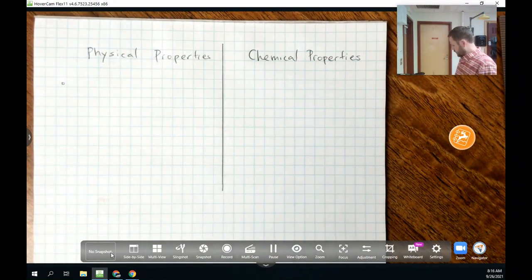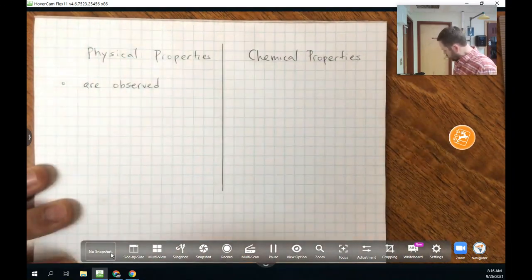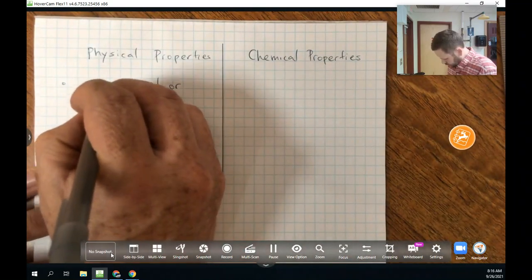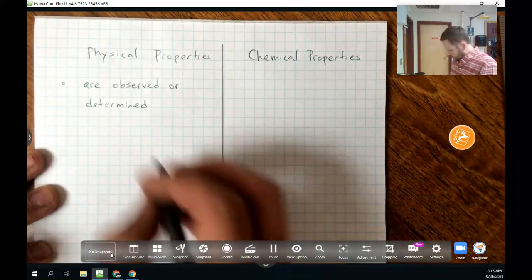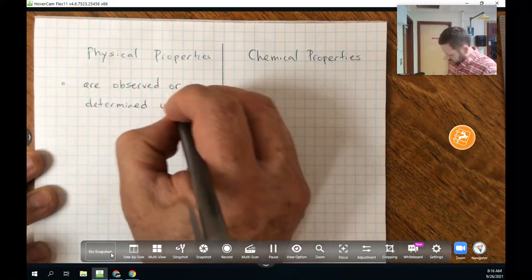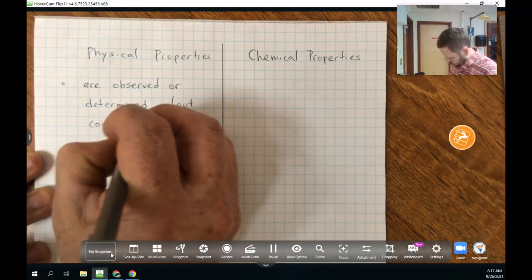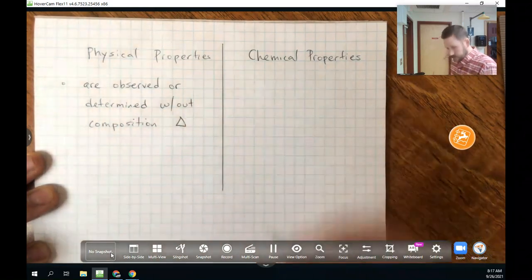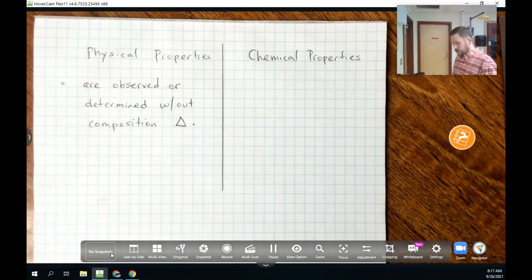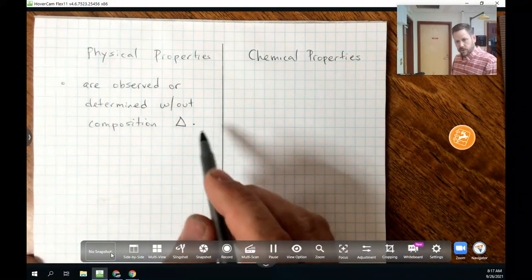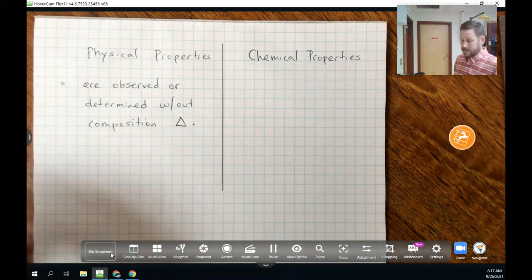And the first key idea that I want to make underneath physical properties is they can be observed without changing composition. So physical properties are observed or determined. So you can observe a physical property like color, you can determine a physical property like density, but you can always do that without, and I'm going to write W/out as an abbreviation, without composition change. And the Greek letter delta is going to be representing change here. That triangle is a nice bit of shorthand that we use a lot in science to talk about change. So physical properties are observed or determined without composition changes in the substance. So you can measure the density of something without changing its composition.